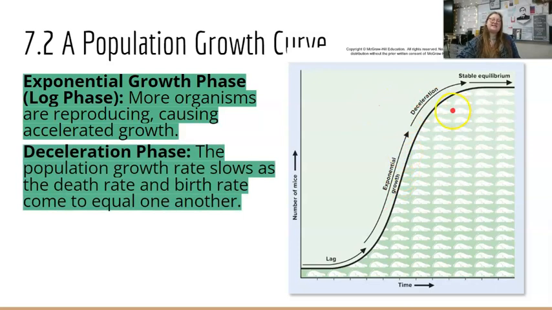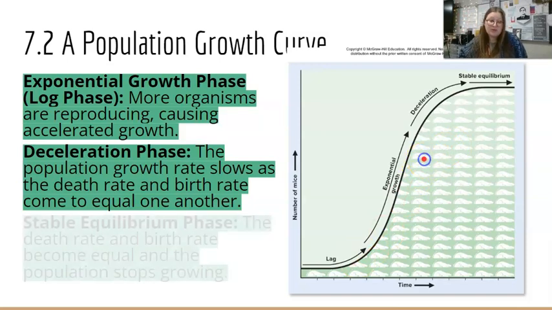And then we're going to hit the deceleration phase. That's when the population growth rate slows as the death rate and birth rate come to equal one another. As the population that was growing right here, those individuals start to age out and start passing, and our population starts to even out. We also will have limiting factors that are holding that population down because there's only so many resources available.